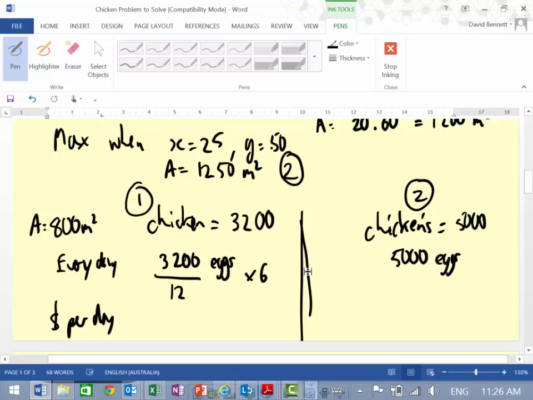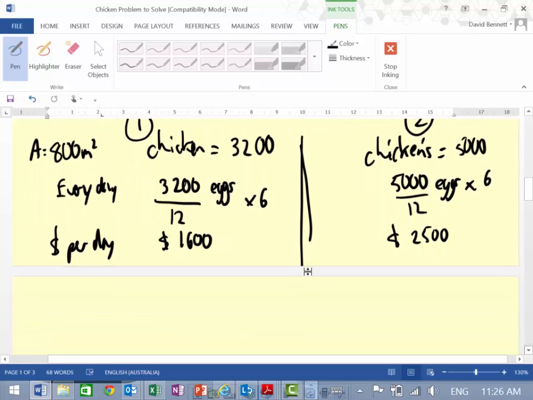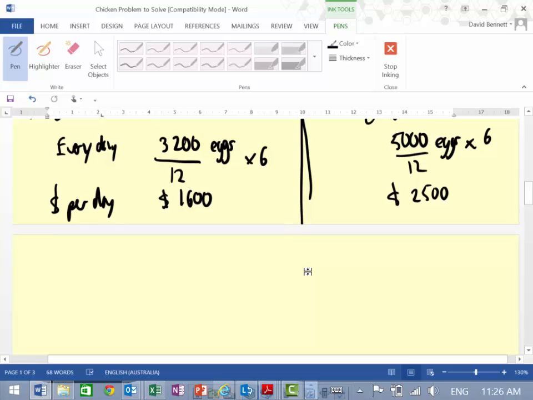Can someone do that calculation for us? Using my math skills, it's $1,600 a day. Okay, over here, we're going to divide that by 12 times by 6, so it's really like dividing by 2. We're going to get $2,500 a day. Aren't we? Now, coming over here, the next bit, how many days in the year are we going to basically have? So can you times that value by 365?